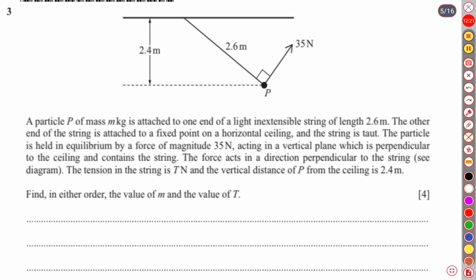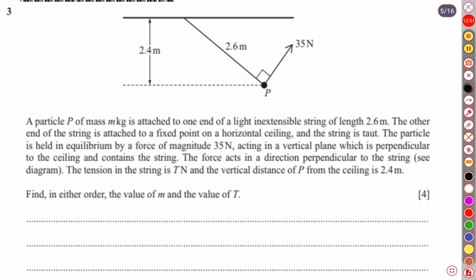The particle is held in equilibrium by a force of magnitude 35 Newton acting in a vertical plane which is perpendicular to the ceiling and contains the string. The force acts in a direction perpendicular to the string. The tension in the string is T Newton and the vertical distance of P from the ceiling is 2.4 meter. Find, in either order, the value of m and the value of T.